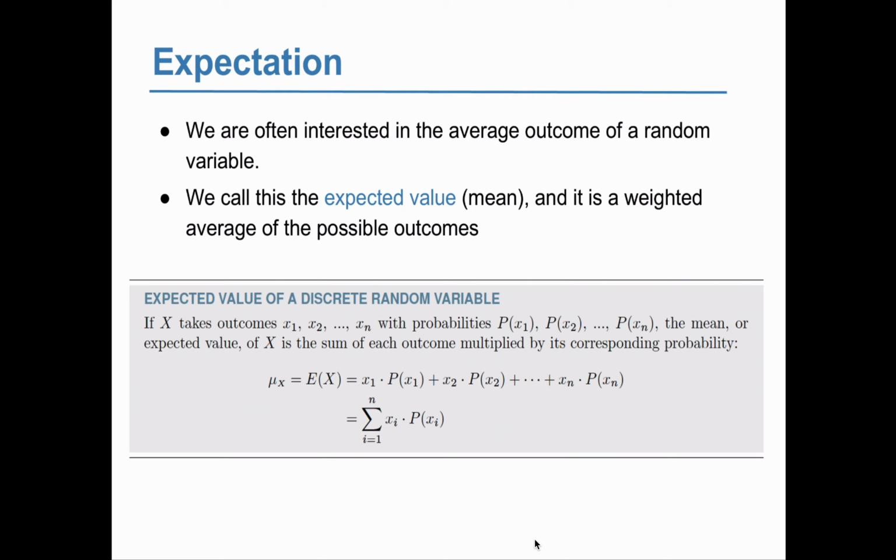We're often interested in the average outcome of a random variable. The average outcome of a random variable is the expected value, also known as the mean, and it is a weighted average of all the possible outcomes. So what you do is you take the outcome and you multiply it by the probability and you add all of those up.